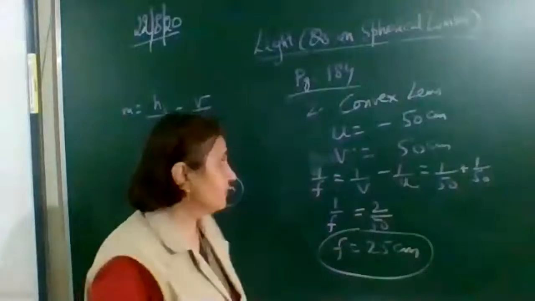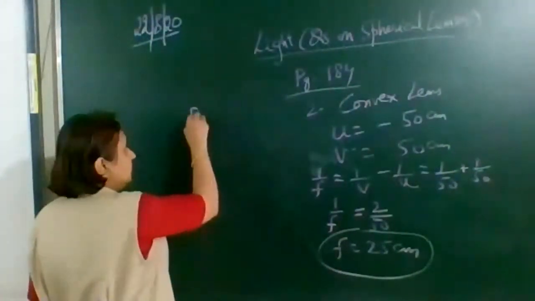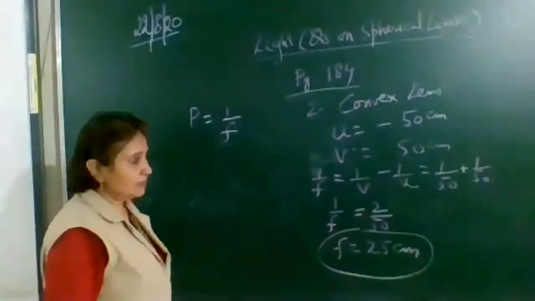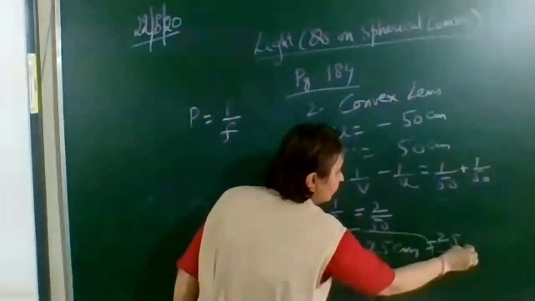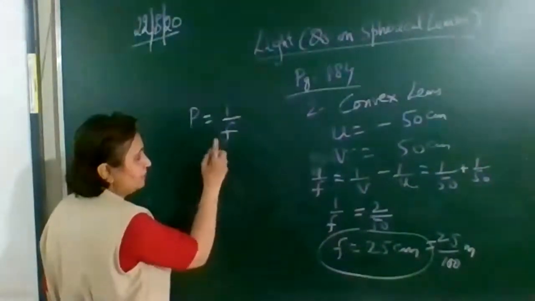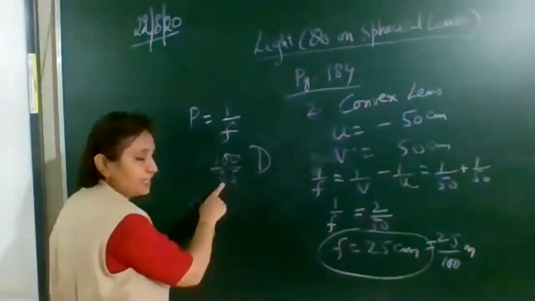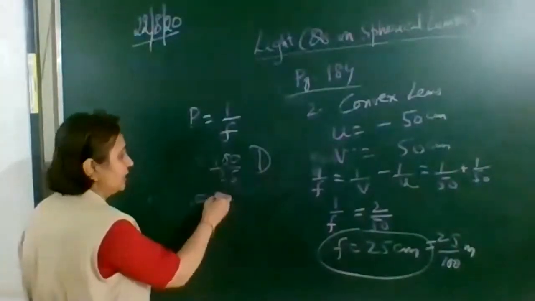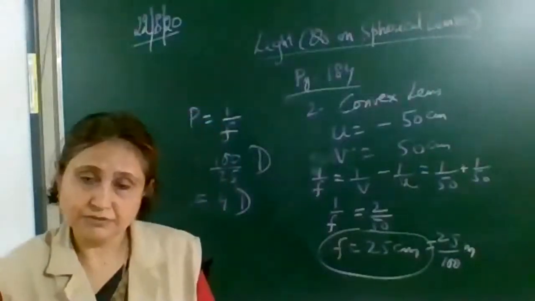So the focal length is 25 centimeters. Now let's find out the power of this lens. We know that power is the reciprocal of focal length. But in order to get the power in diopters, the focal length should be in meters. So 25 centimeters can be written as 25 upon 100 meters, or 0.25 meters. So 1 upon f will be 100 upon 25. As we are taking the focal length in meters, we will get the power in diopters, and we know that 25 goes into 100 how many times? 4 times. So what is the power of the lens? It will be 4 diopters. Is it clear?